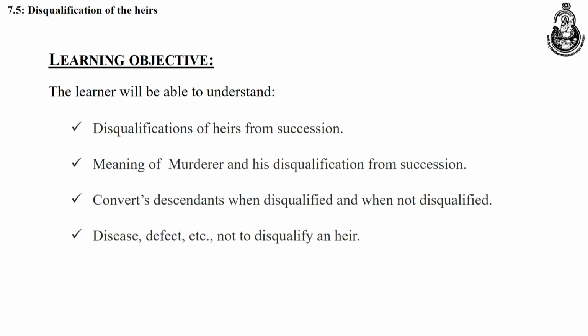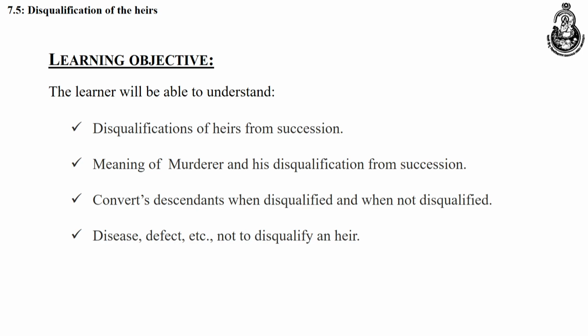Now friends, I want to focus on disqualification of heirs. Friends, disqualification of heirs is very fundamental in the law of inheritance. Disqualification of heir means heirs who are not capable of inheriting the property. In certain circumstances, the law does not allow a person to inherit the property, and we will discuss the circumstances under which a person is not entitled to inherit the property.